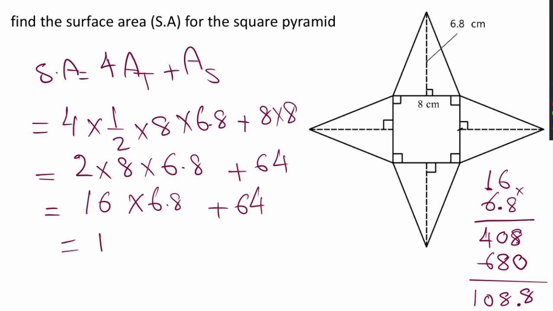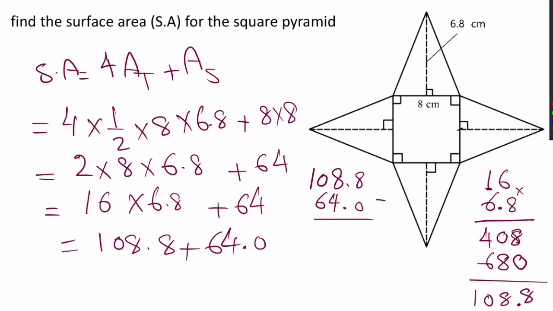So we have 108.8 plus 64. 64 means 64.0. And to make this calculation, 8 plus 0 is 8. 8 plus 4 is 12. Carry up 1. 1 plus 6 is 7. So the final answer will be 172.8 centimeters square. Thank you for watching this video.